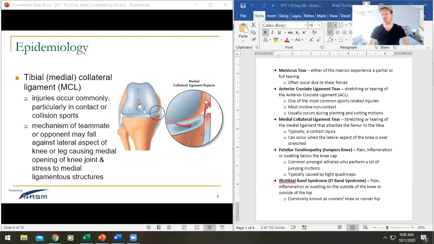So those are the most common. Again, like I said, you do also have lateral collateral tears. They're just not quite as common. You'd have to have one leg forward and then get tackled from the side like that. And usually you'll be hit from the other side first.